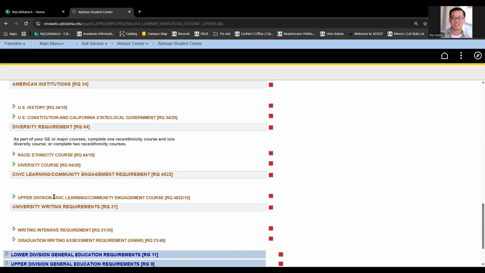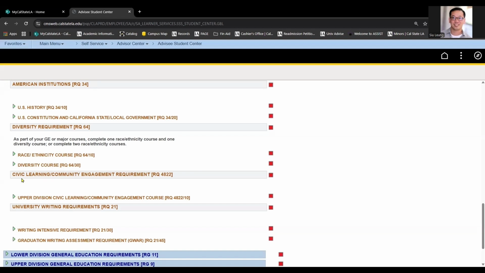So I'm going to talk a bit about upper division and the difference between lower division. Lower division courses at Cal State LA are first year and second year courses. So they're going to be in the course numbering of 1,000 or 2,000. So if you see a course in the 1,000 level or 2,000 level, those are lower division courses. Upper division courses are third and fourth year courses. So they are going to be numbered 3,000 or 4,000 level. So if you see a 3,000 level course or a 4,000 level course, those are upper division courses.